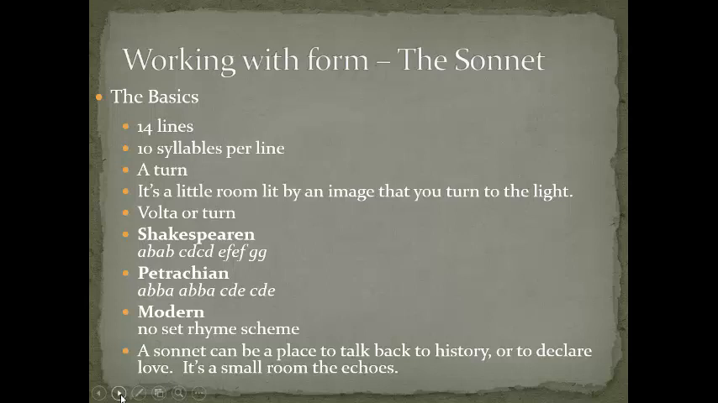So the sonnet is one of the older forms. The basics about the sonnet are: sonnets are 14 lines long with 10 syllables per line. And all sonnets contain something called a volta, or a turn. It's a place in the poem where the poem turns on its head so you can see it from a totally different perspective, whatever you're looking at.